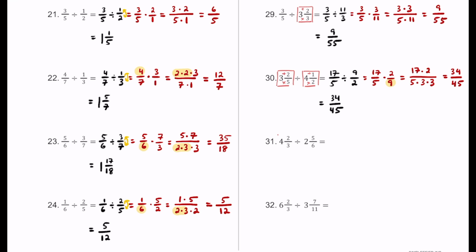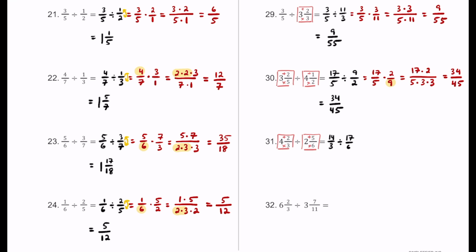For 31, we have 4 and 2/3, and we're going to go ahead and divide that by 2 and 5/6. So we have two mixed numbers again. So let's go ahead and take this 4 and 2/3 and make it an improper. 4 times 3 is 12, plus 2 is going to be 14. So that's going to be 14 over 3 divided by, and then for 2 and 5/6, 2 times 6 is 12. 12 plus 5 is going to be 17. So that'll be 17 over 6.